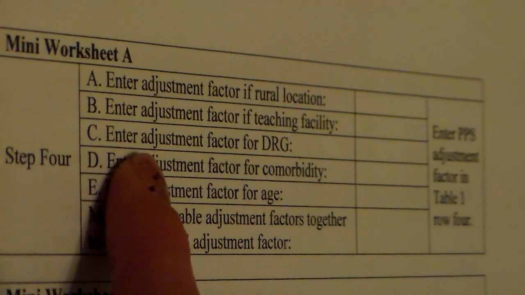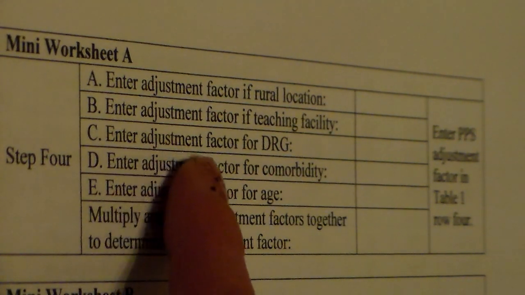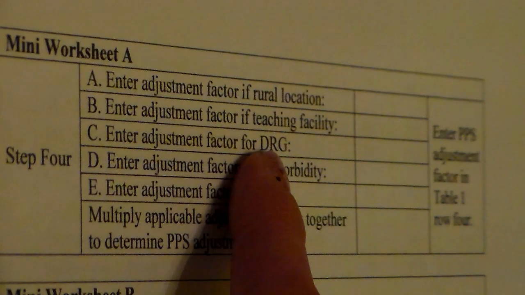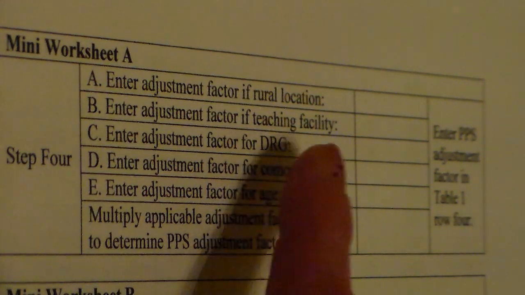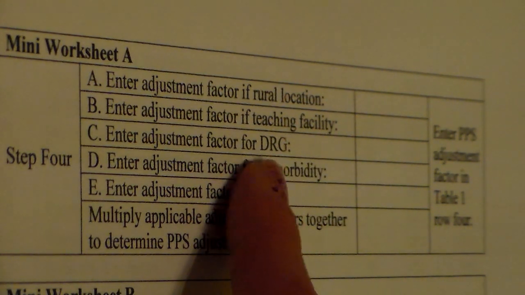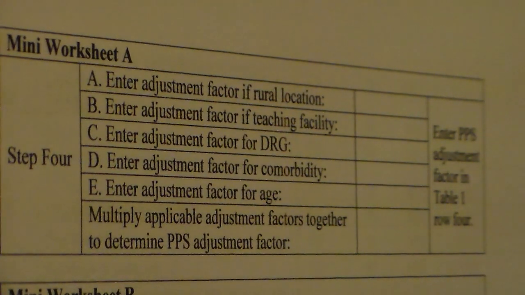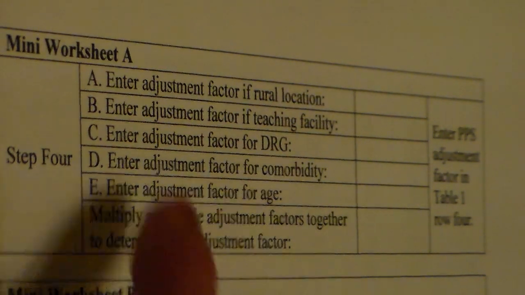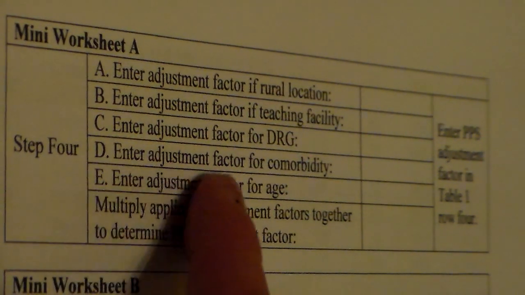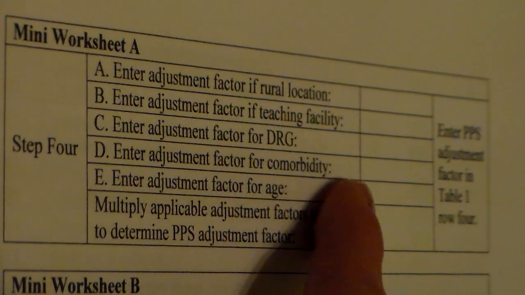In Step C, we're asked to enter the adjustment factor for the DRG. Now, looking back at our Figure 2, in our claim information, we are given the DRG. So we're going to look up that particular DRG in Table 6.8 of the text to determine what our adjustment factor is. For Step D, we are asked to enter the adjustment factor for the comorbidity.